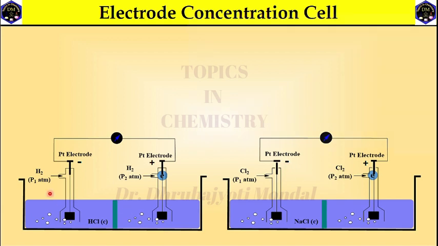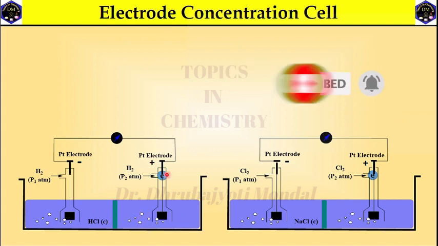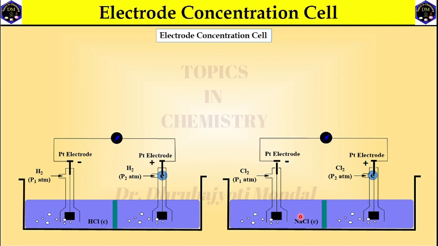So these are two types of electrode. In the first case, you can see H2 converts to H plus, and this H plus takes the electron and converts to H2 gas. So here the main ion is H plus. And here first Cl minus converts to chlorine gas, then Cl2 converts to Cl minus. So here the main ion is Cl minus. Here is the cation, here is the anion. So based on this, electrode concentration cells are of two types.